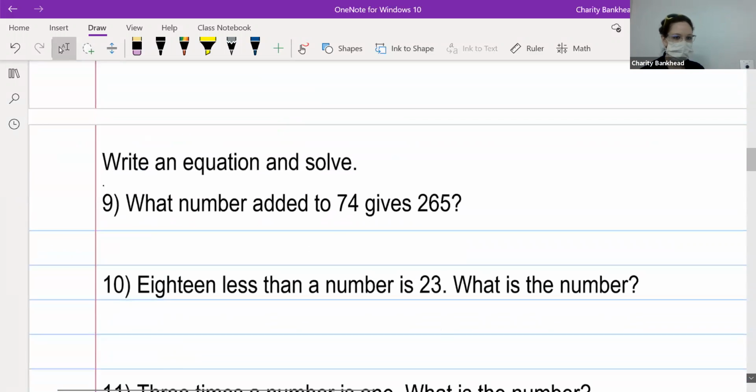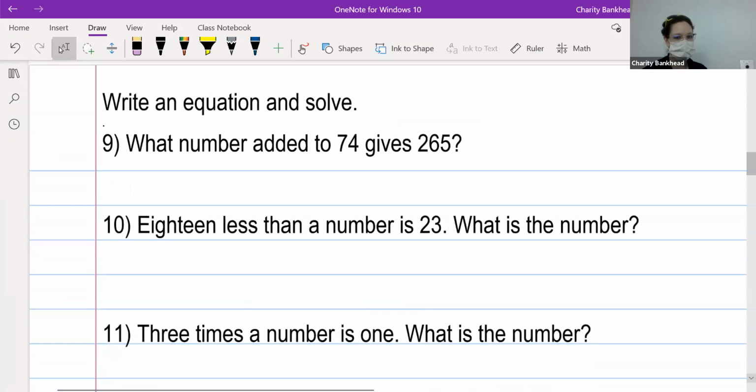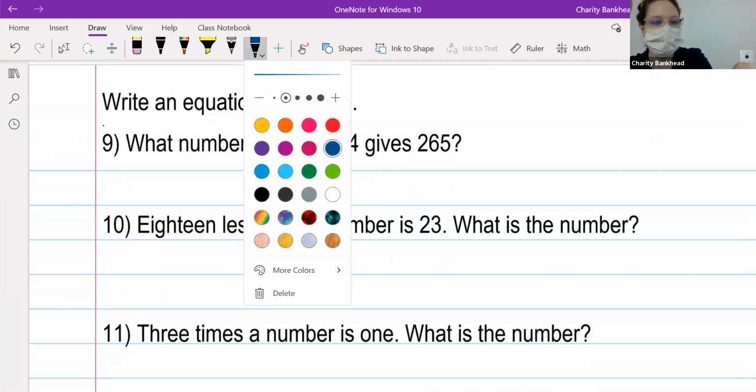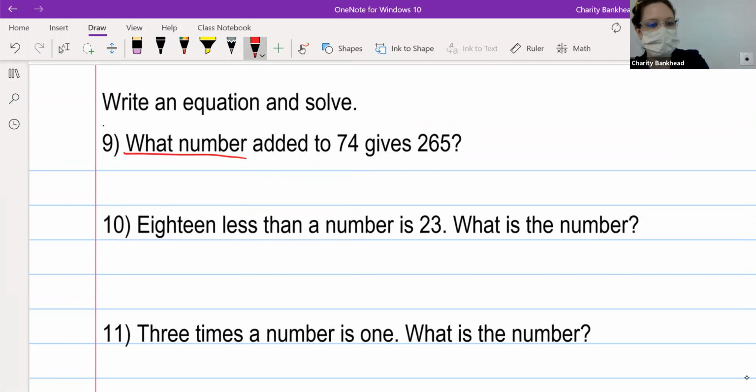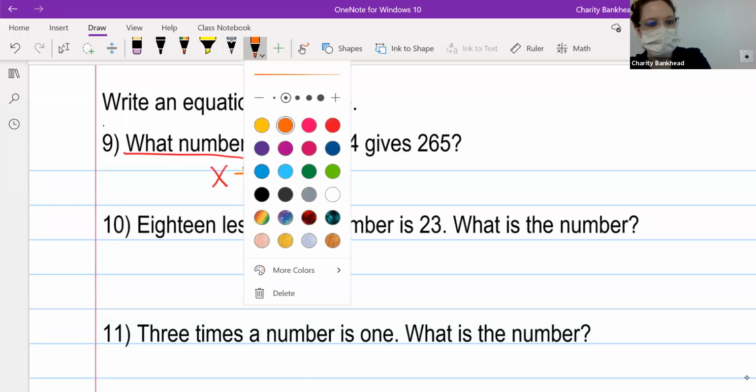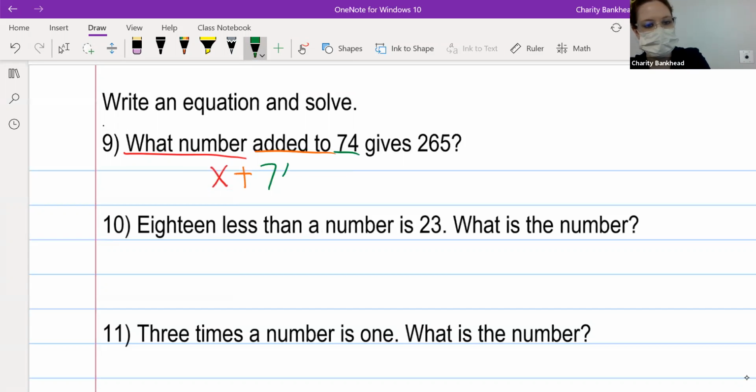All right, so next we're going to write an equation and solve. All right, so whenever it says what number, then you're going to put the x in place of that, and then added to, so x plus 74 gives would be equals, and then the 265. That would be your equation, x plus 74 equals 265.